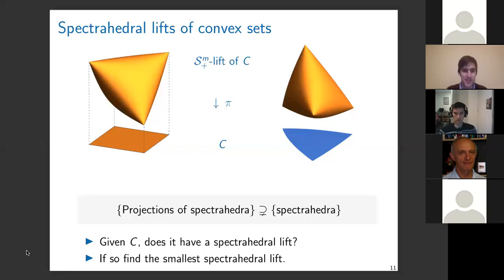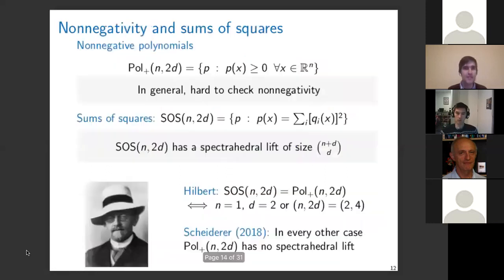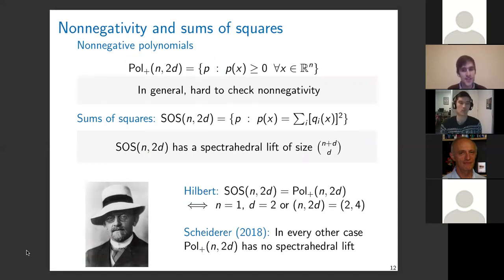So again, we have the same kinds of questions. Given a convex set C, does it have a spectrahedral lift of some size? And if so, find the smallest spectrahedral lift. These are again going to be the overarching questions that we might want to consider in this space. And if I can find such a spectrahedral lift, that allows me to do optimization over this set C by using semidefinite programming. So let's look at a couple of examples, an example that is behind a lot of the ways to construct spectrahedral lifts that we'll discuss a little later in the talk.